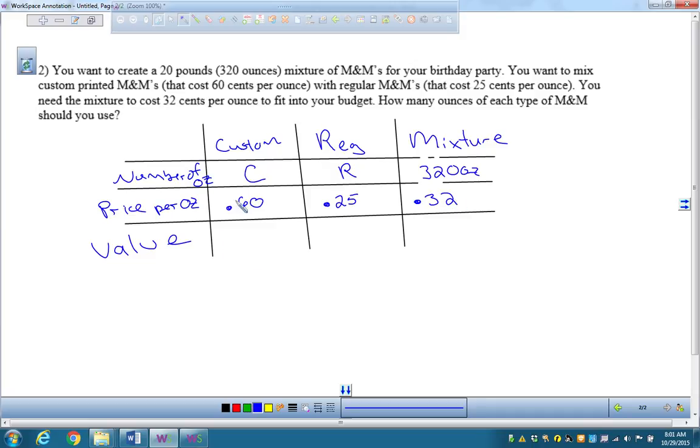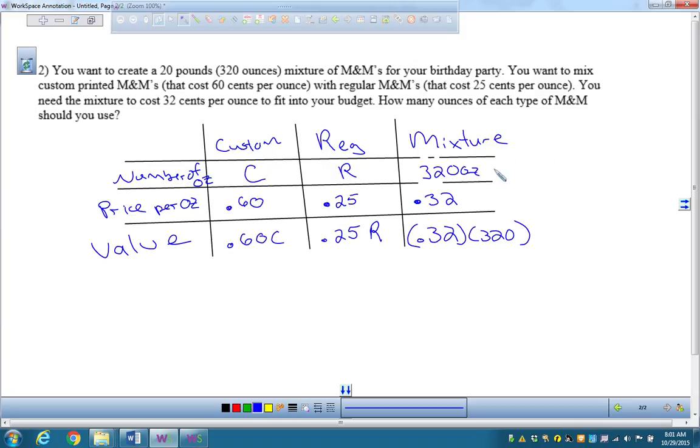Now, all you do down here is multiply each one of these. That's 60 cents times the number of custom ounces, 25 cents times the number of regular ounces, equals 32 cents times the number of mixture ounces. You get that? So when you set these problems up, you get 0.6C, 0.25R, 0.32 times 320. Yes? So it's really important that you set up a table like this to help you with this type of problem. Okay?